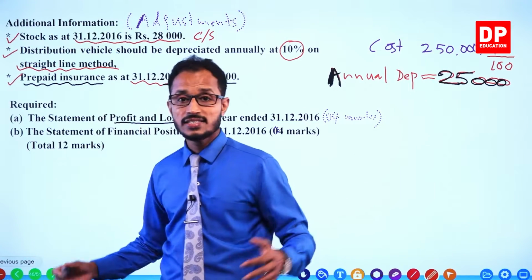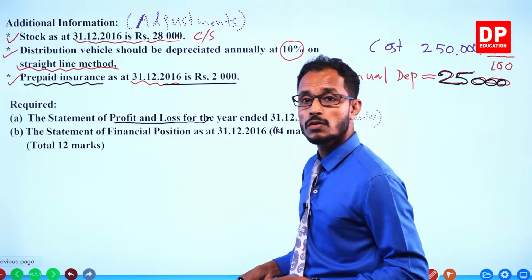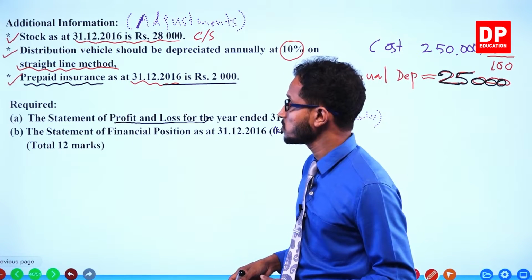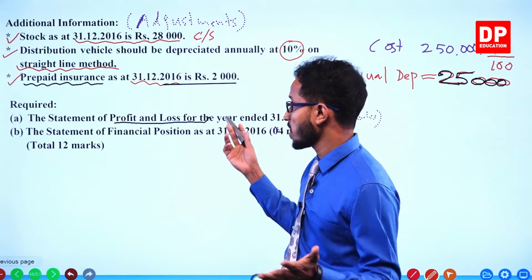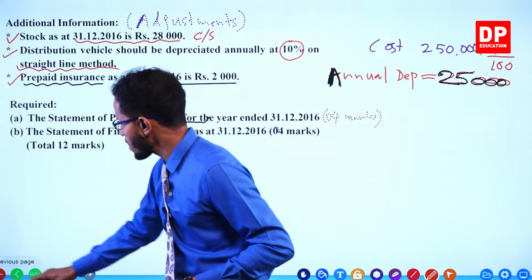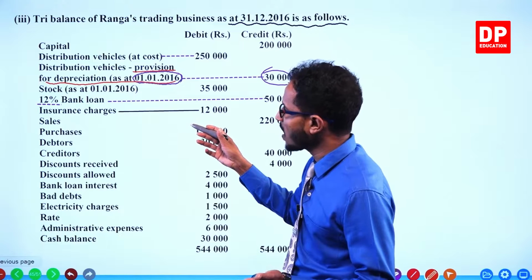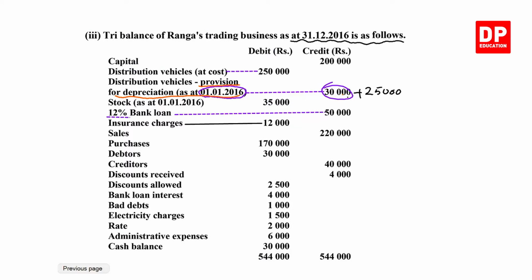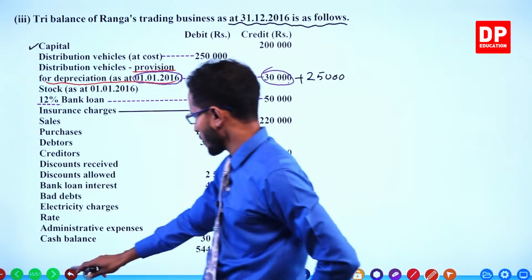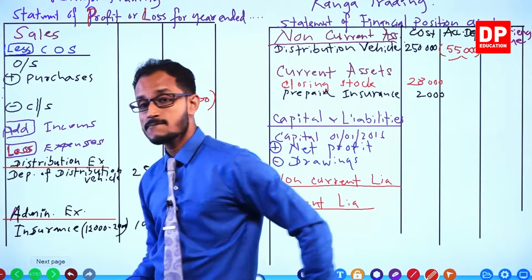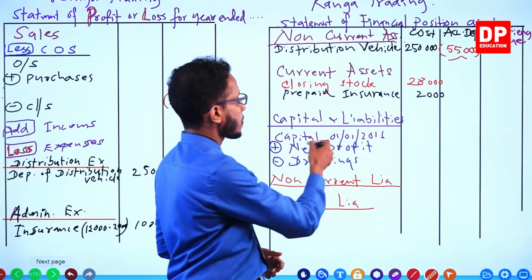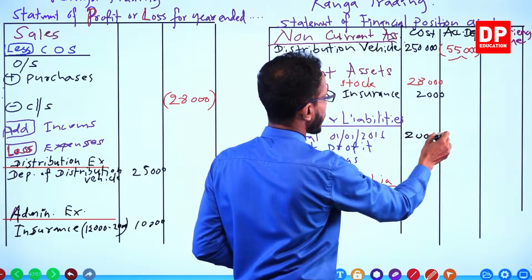Alrighto, we are done with all the adjustments. That's great. Let's go to the trial balance and tick the items one by one and take them to our statements. Capital, we have 200,000 of capital. Let's take it to where it belongs. 200,000. It belongs here. 200,000.